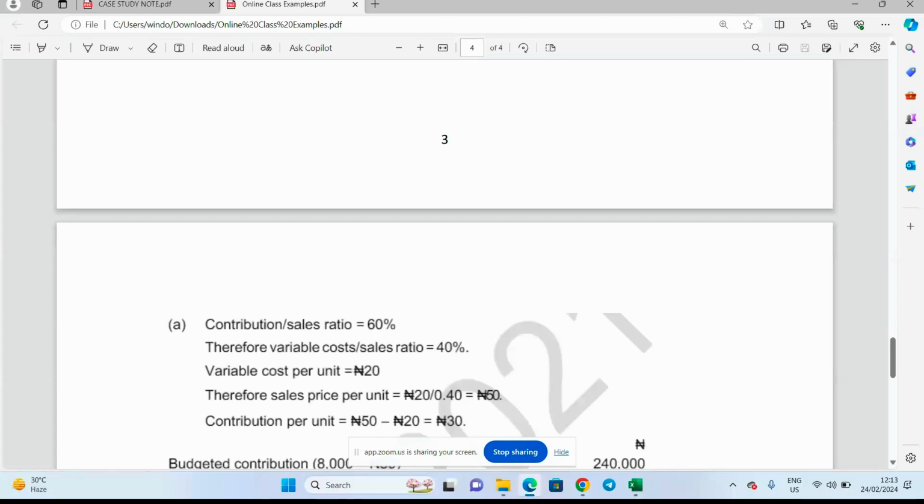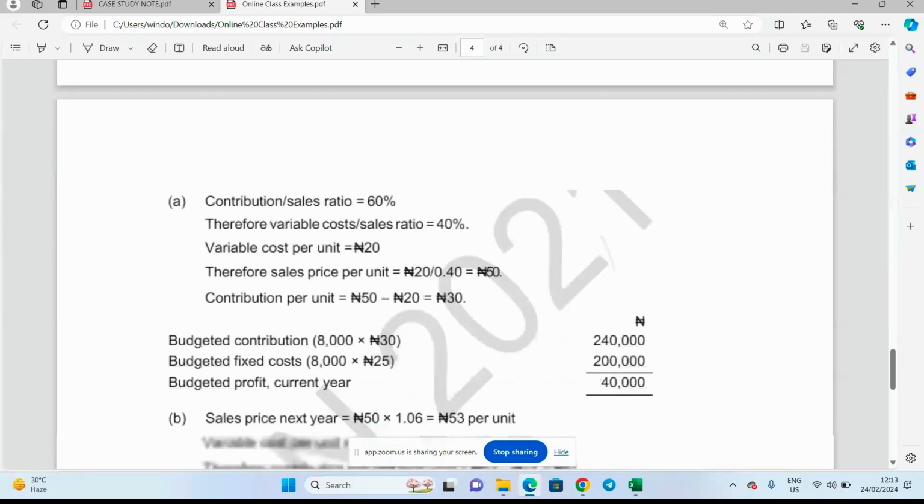Are you with me? Yes, sir. 20. It equals 20, right? Yes, sir. That is our variable cost. You agree now? It's clear now. So to get the contribution, it will just be selling price less variable cost, to get 30 naira. 30, right? Yes, sir. Okay, thank you.